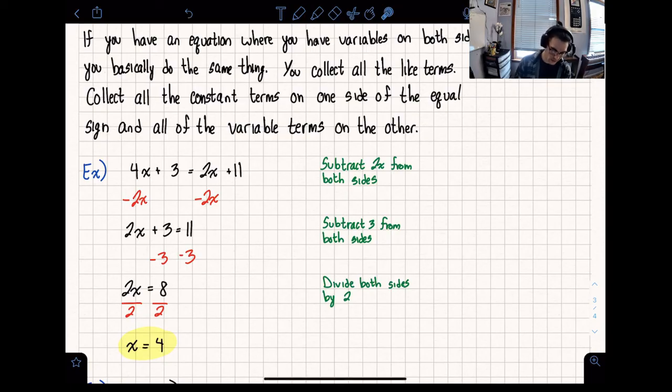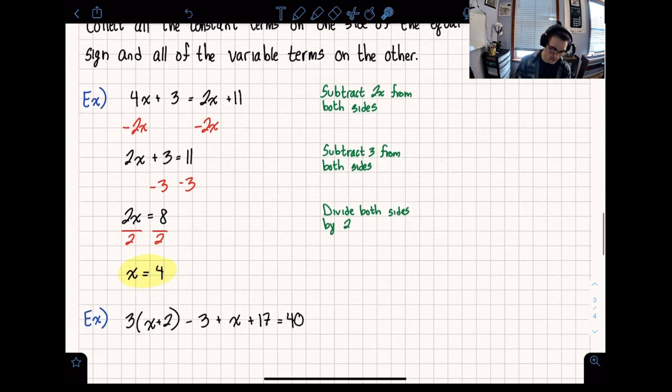From here, we want to get this all alone on the left side of the equal sign, so we're going to get rid of the 3. And the inverse of a positive 3 is a negative 3. We subtract 3 from both sides. Once we get to here, we now have 11 minus 3 is 8. So 2x now equals 8.